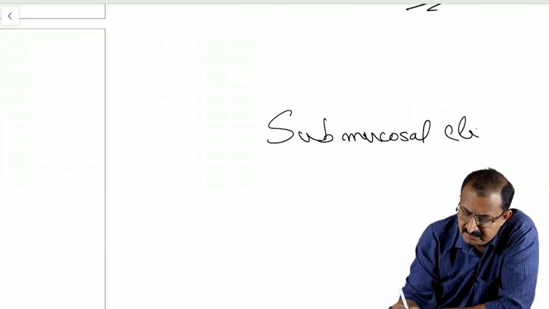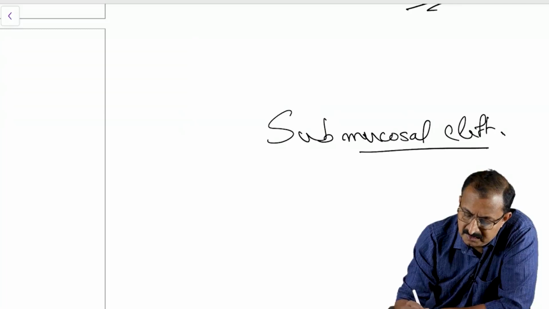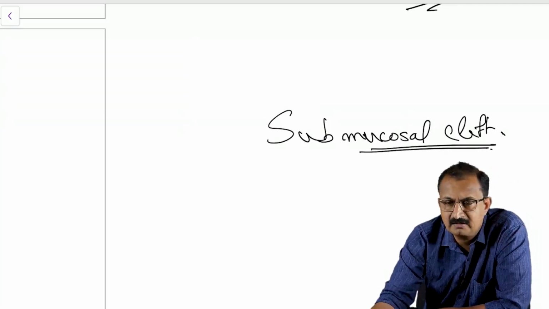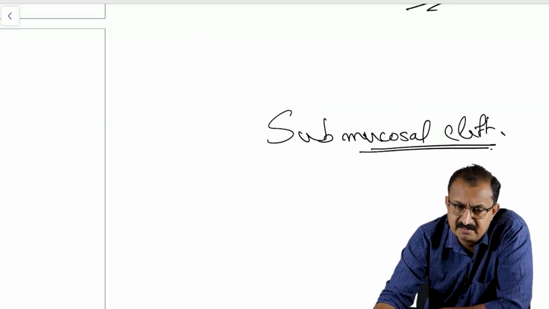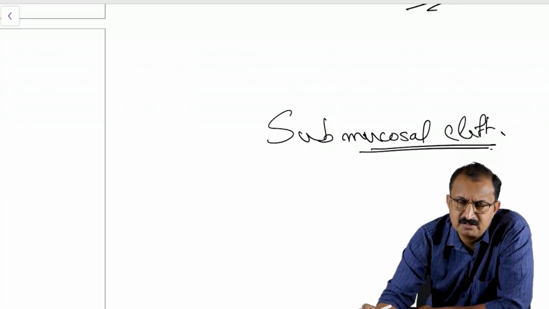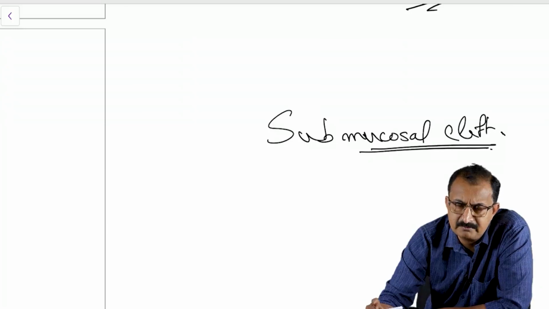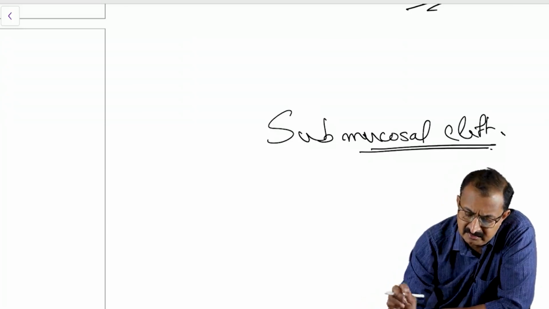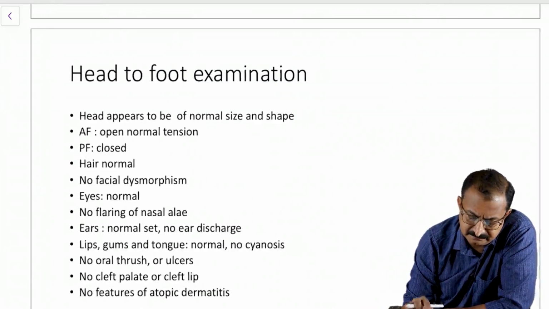Submucosal cleft means the bony part of the palate will have a defect, but it is covered by the mucosa, so that on inspection you may not find the cleft, but on palpation you can easily identify the cleft palate.